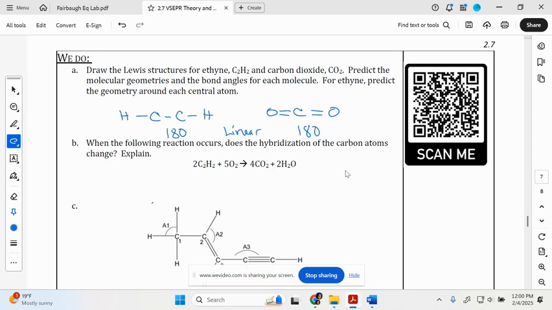How many sigma bonds do I have in this ethylene? Oh, wait a minute. Hold on. I didn't draw this right. Okay, now I drew it right. How many sigma bonds in this guy? 3. 1, 2, 3. How many pi bonds in this? 2. How many sigma bonds here? 2. How many pi bonds? 2. Okay.